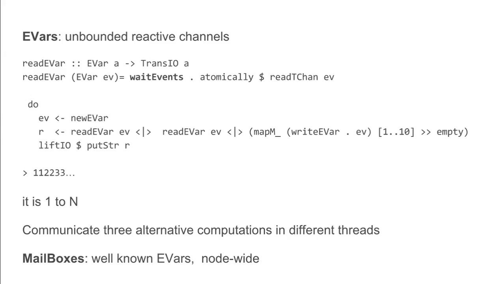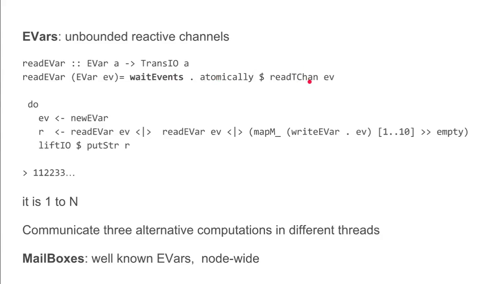Evars are the way to communicate two alternative branches of the computation which have no apparent relationship. We might need to communicate events between different branches. It's easy to communicate the event to my continuation, but when we have to communicate non-locally, I have to use something like evars. Evars are simply wait events watching for a channel.